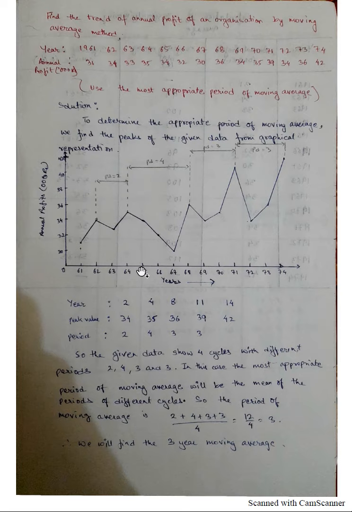For the year 65 we plot 34, as given here. Then for year 66 we have 32. For the year 67 we have 30. For the year 68 we have 36, so 36 will come here.